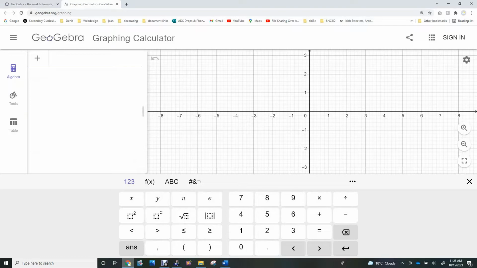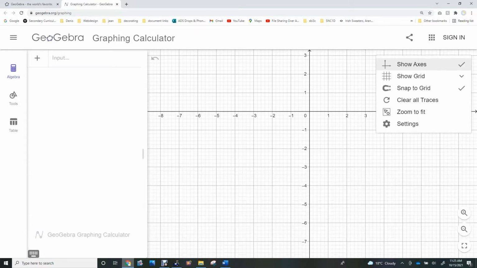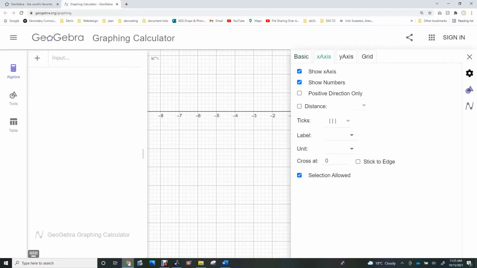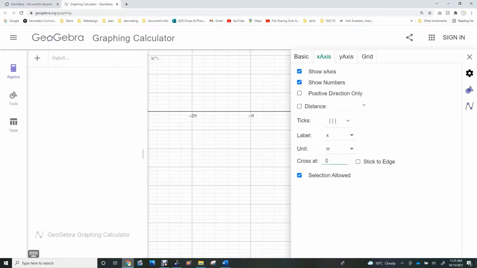Now, here we have our basic graph, but we want to make some changes. So we're going to click on the wheel in the top right corner, and we're going to go to Settings. For the x-axis, we want the label to be x, the unit of measure to be pi. For the y-axis, we want the label to be y.